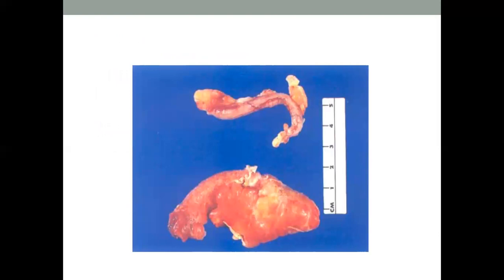So this is the gross specimen. In an acutely inflamed appendix, the glistening serosa is changed into a rough, lusterless color, and it is sometimes dilated.